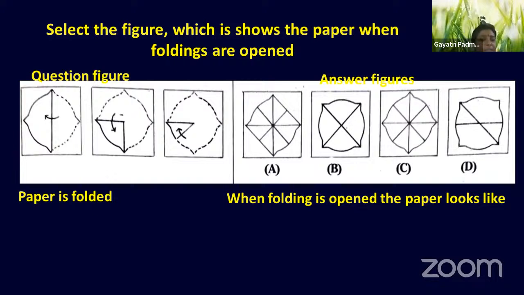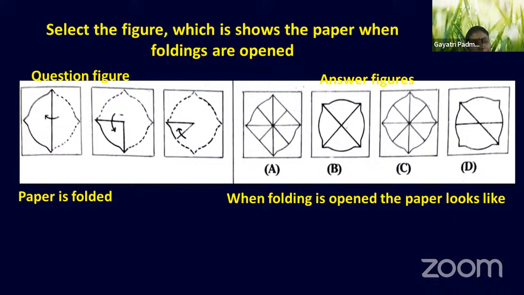Here we have a design. How is this done? The paper is folded into half with this design. In the second figure in the left-hand corner. And again, the folding is done. And on opening the foldings, the paper looks like dash. Is it option A, option B, option C, or option D?